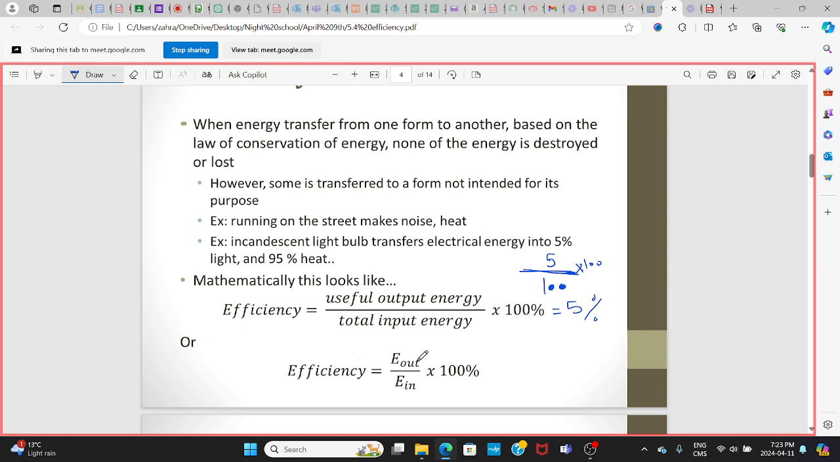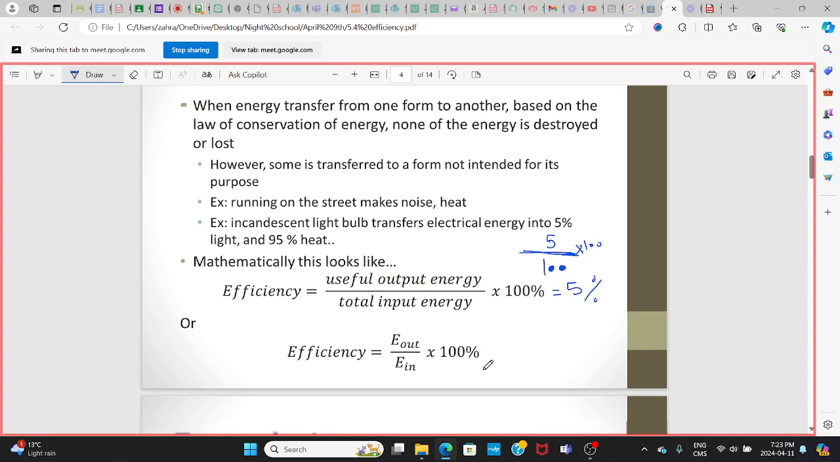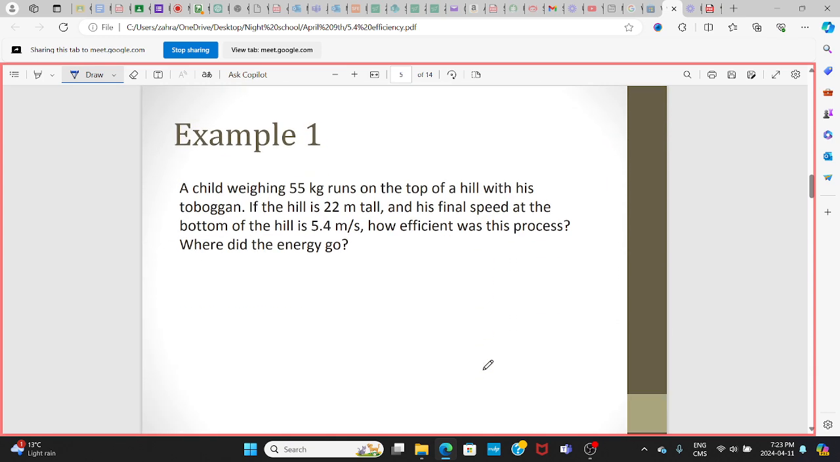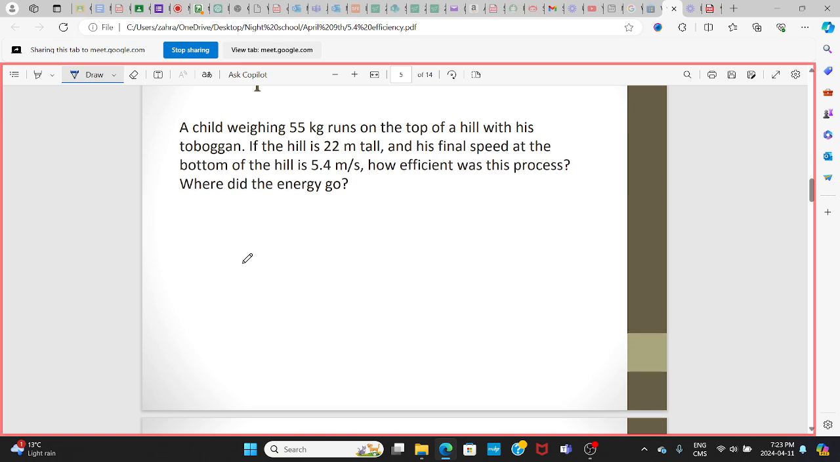Now, efficiency is output divided by input. Output is the useful work that you do. Input is the energy that you put into the system. We'll do lots of examples, I guess, and it makes better sense why we're doing this. Okay, let's look at this question.